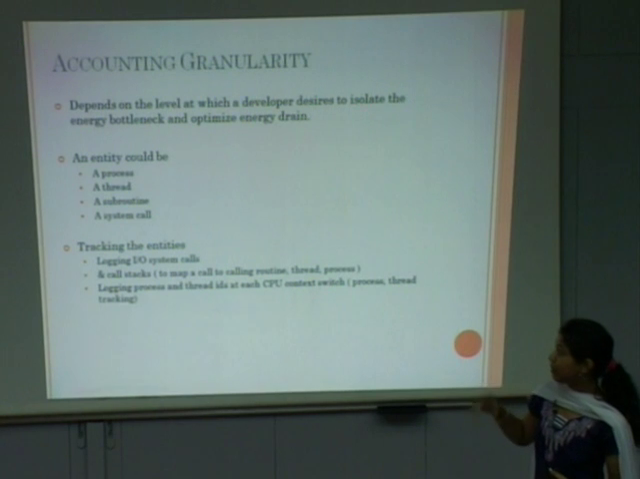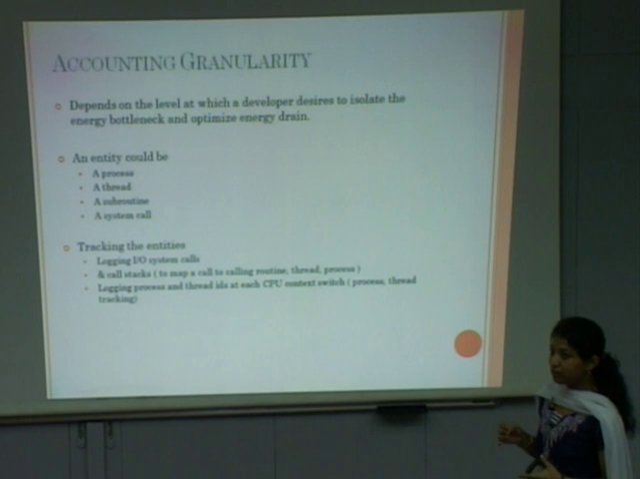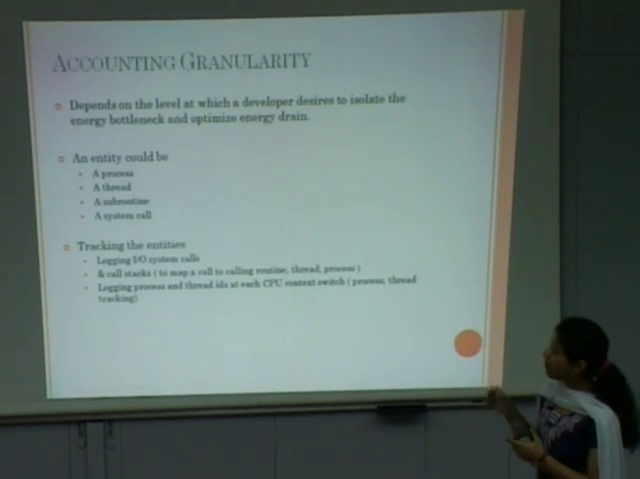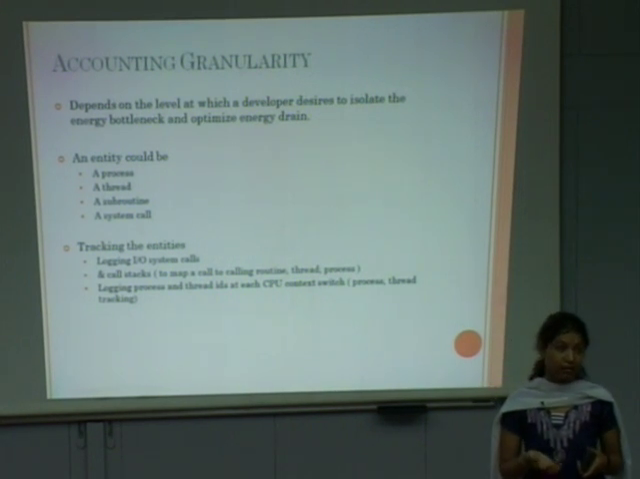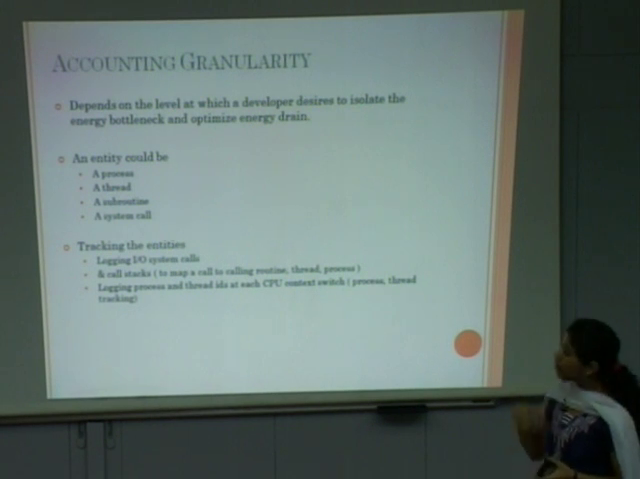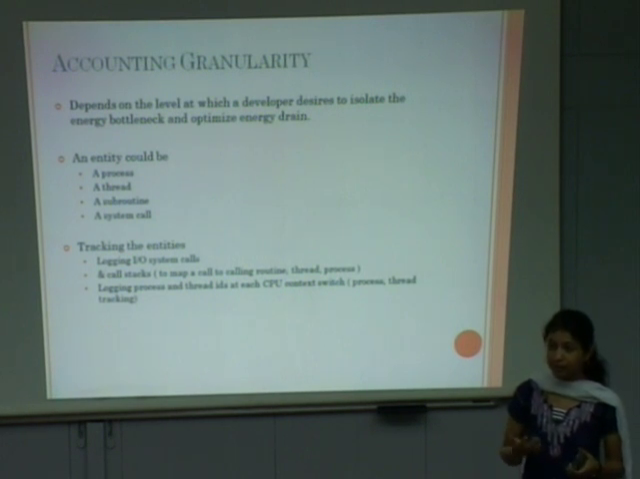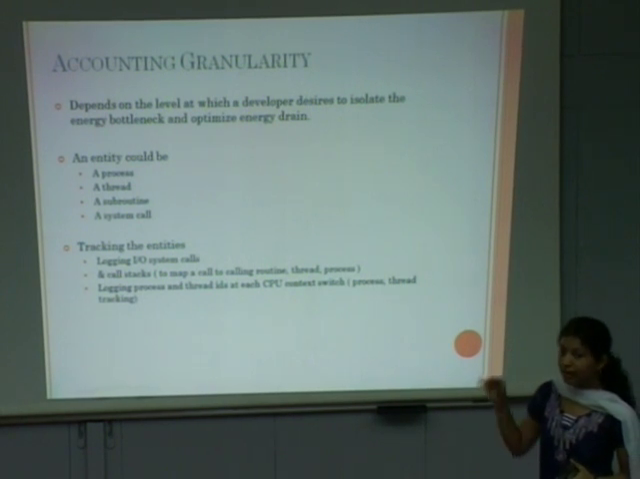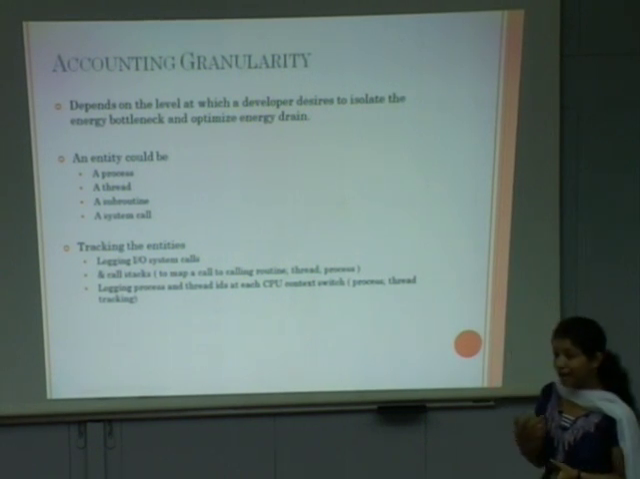Whenever you call, suppose, a read function for a file, that is a system call. Read, write, all those are system calls. Subroutines are the functions which you write. For threads, multiple threads are running, like multitasking in Java. We run multiple threads for parallel execution. And a process is what you get when you run a program. So a developer may want to account for energy at any of those entities, at any of those levels. Now, how do we track those entities?